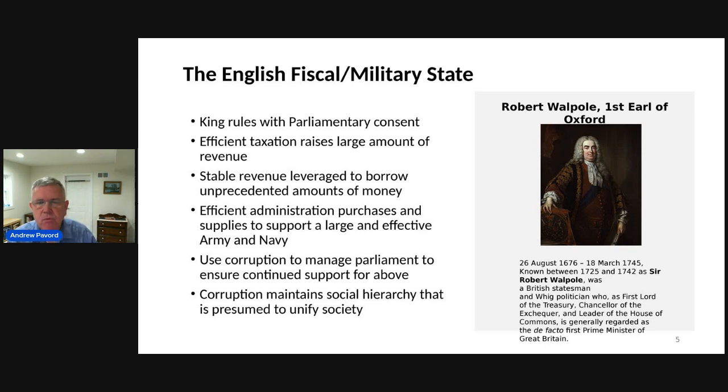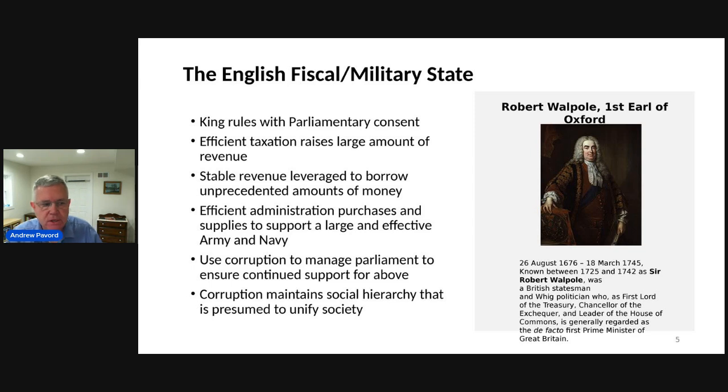Then we talked about the stable revenue that this system created, because it turned out that if people consented to taxation, they were more likely to pay it. So this brought unprecedented revenue to the English state. And they were able to leverage that to get even more money by borrowing. What this meant is they were able to purchase supplies and maintain a very large and effective army and navy that allowed them to win wars. So they won the 7 Years' War. They won their wars and built an empire that expanded from North America to India, to the islands in the Caribbean. It was an extraordinary empire for a small nation.